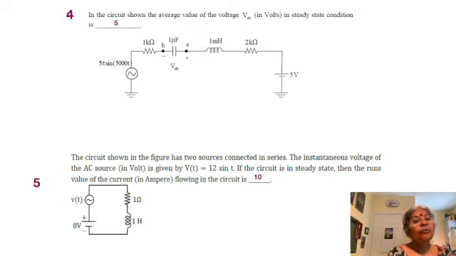Regarding the DC, what happens is that the AC source is now a short, the inductor is also a short, but the capacitor is open. If the capacitor is open, all of the 5 volt becomes available across the 1 microfarad capacitor, and it has to balance this 5 volt. So it follows the same sign that is given in the problem, and it is equal to 5 volt. As simple as that. You use superposition.